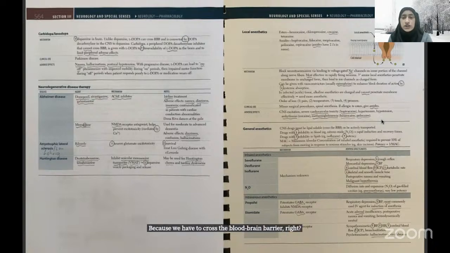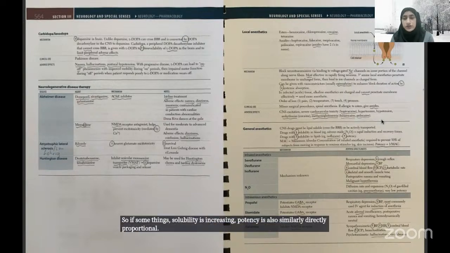Drugs which decrease the solubility in blood have rapid induction and recovery times. However, drugs which increase the solubility in lipids, for example isoflurane, increase potency. So if something's solubility is increasing, potency is also similarly directly proportional. That means it also increases.